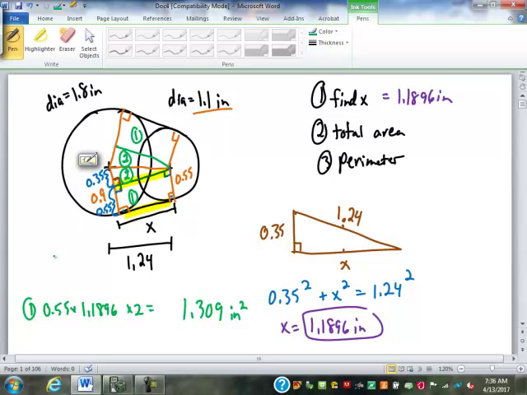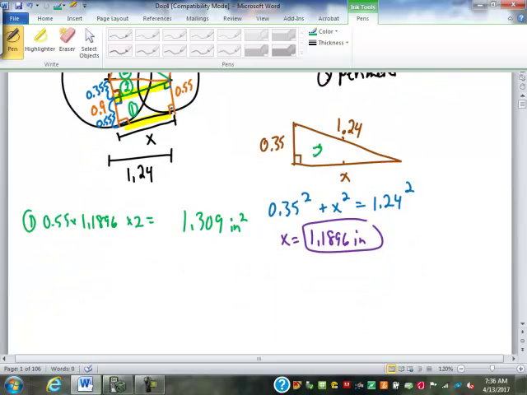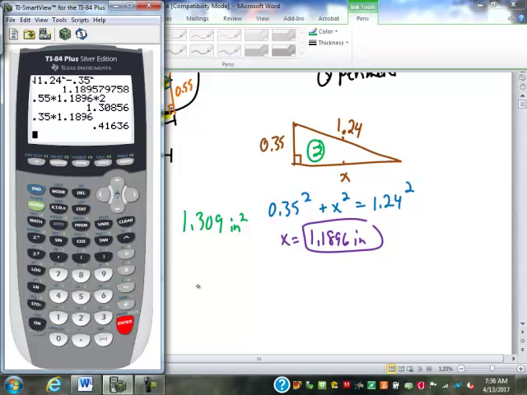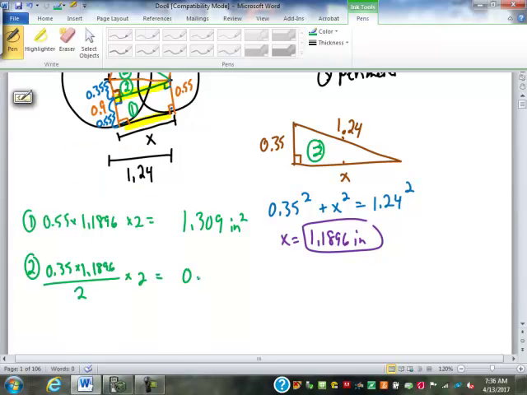There's 2 of them. That's just this triangle over here. So that's going to be 0.35 by 1.1896 divided by 2 because it's a triangle, but then times 2 because there's 2 of them. And yes, you could just skip the dividing by 2 because the divide by 2 and times 2 are going to cancel out. So 0.35 times 1.1896 divided by 2 and times 2, 0.416 square inches.